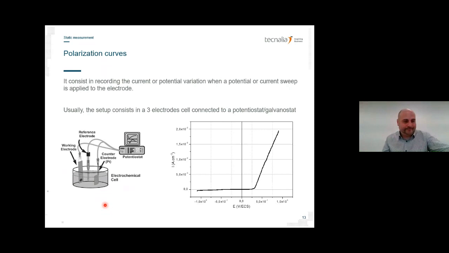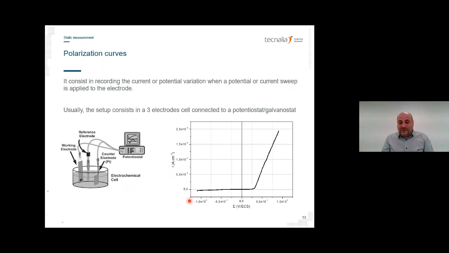So let's record our potential curve. We will end up with this kind of thing, with here our current and there our potential. For the current, it's important to say that the important value is not the current itself in amperes, but the current density, which takes into account the exposed surface of the sample. That is an important point. Otherwise, we cannot compare measurements.